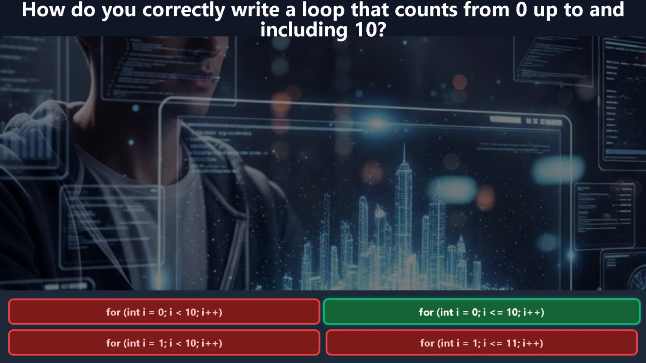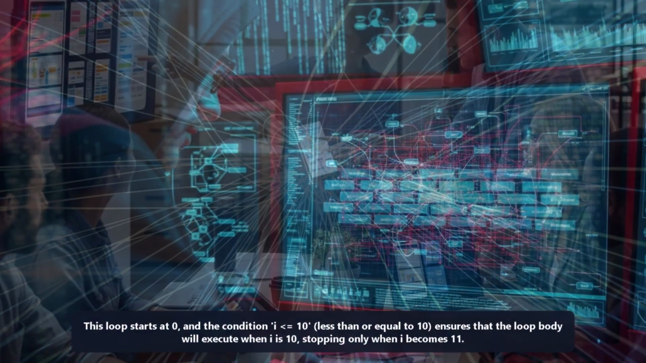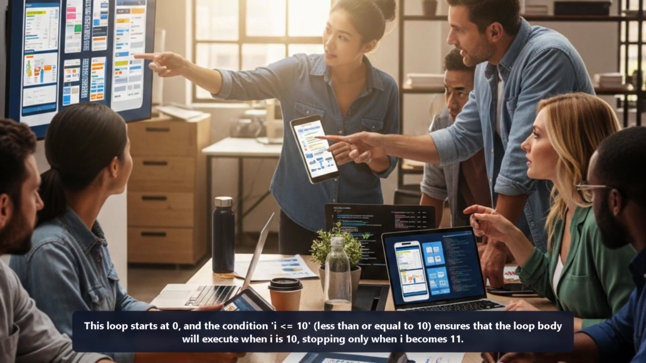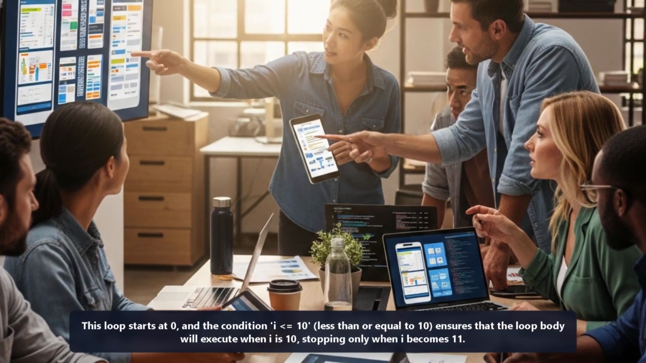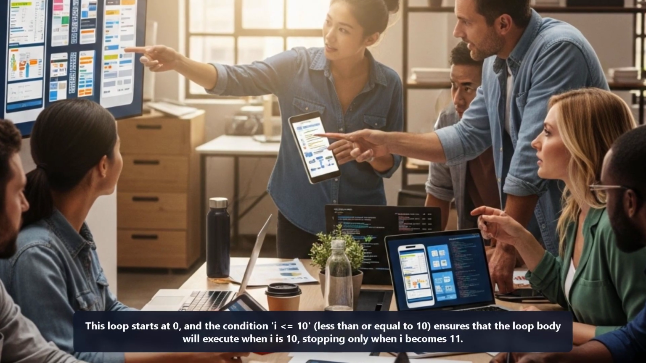for (int i = 0; i <= 10; i++). This loop starts at 0, and the condition i <= 10 ensures that the loop body will execute when i is 10, stopping only when i becomes 11.